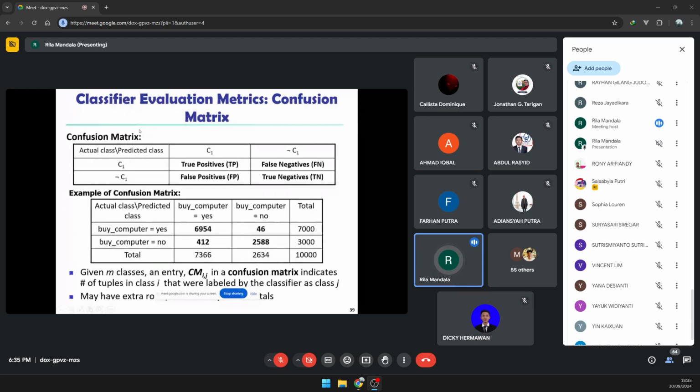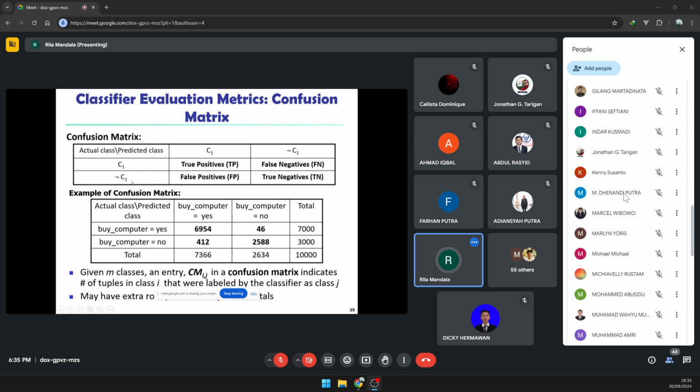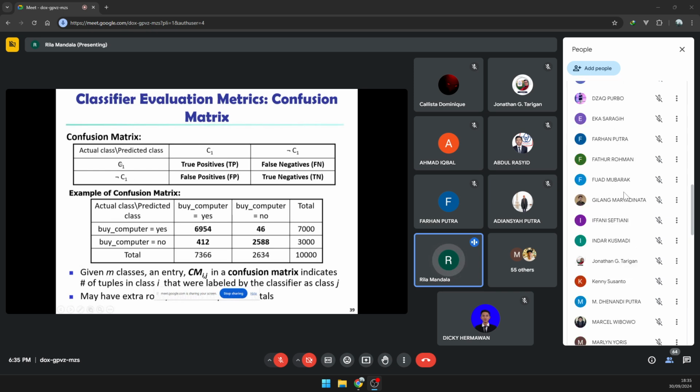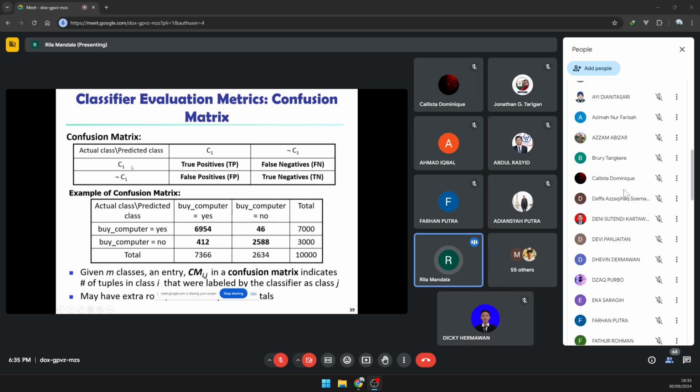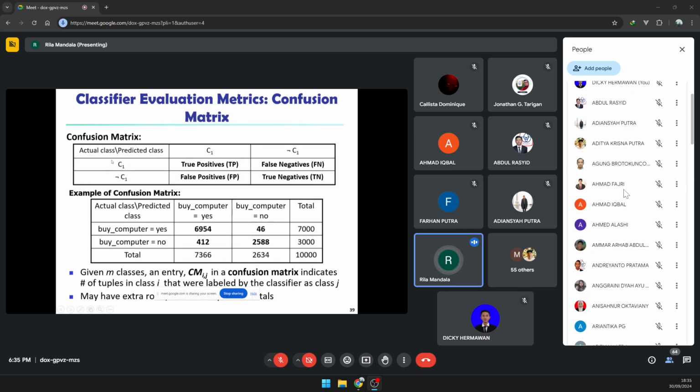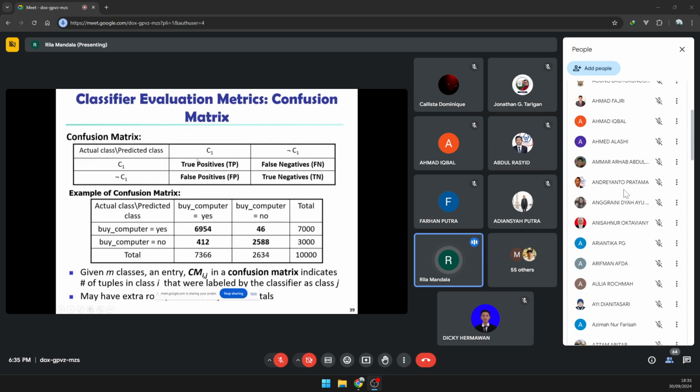Maybe I will review again last week's topics. If we have two classes, C1 and not C1: if the machine learning method predicted that the class is C1, and in reality, based on the user expert, the instance is also classified as C1, then it is called true positive.